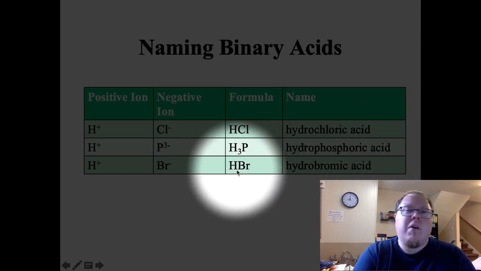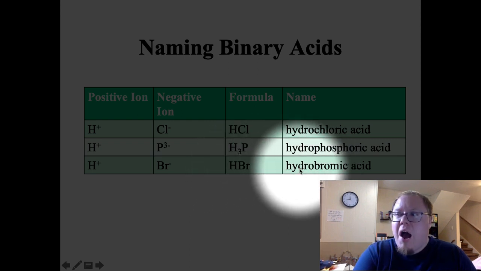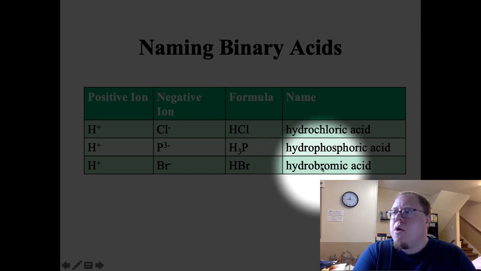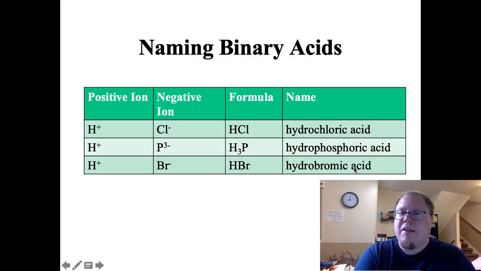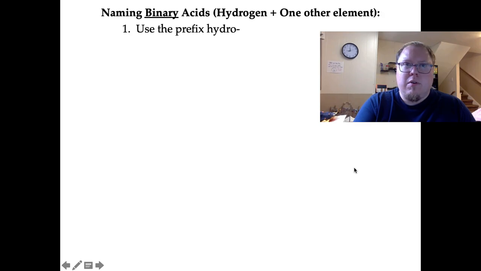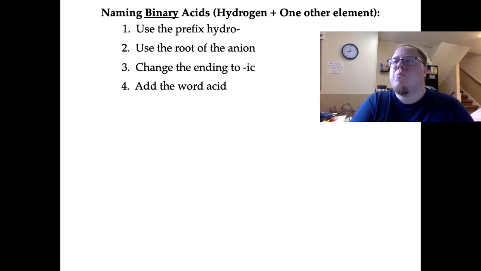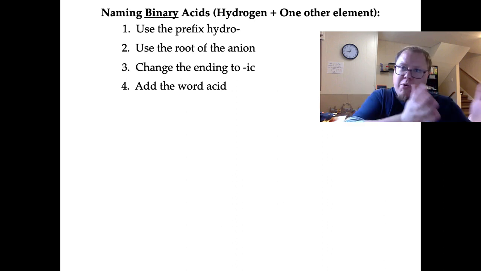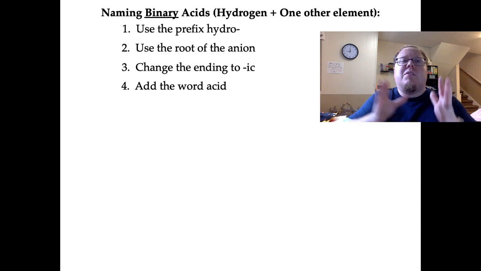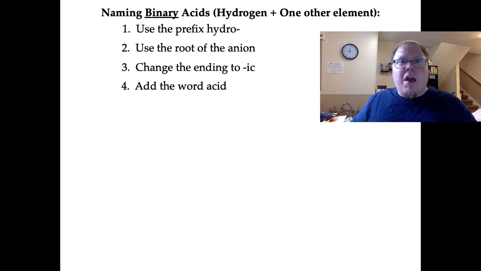Last one here, hydrogen and bromine. Prefix hydro in a binary acid. Bromine, change it to bromic, hydrobromic acid. Use the prefix hydro. Whatever that negative part is, that's what we're calling it, but we have the prefix hydro in front of it. Change the ending of that negative part, that anion, to ic, and end with the word acid.